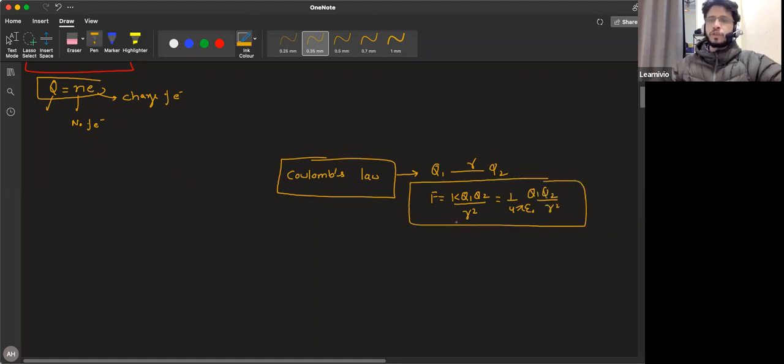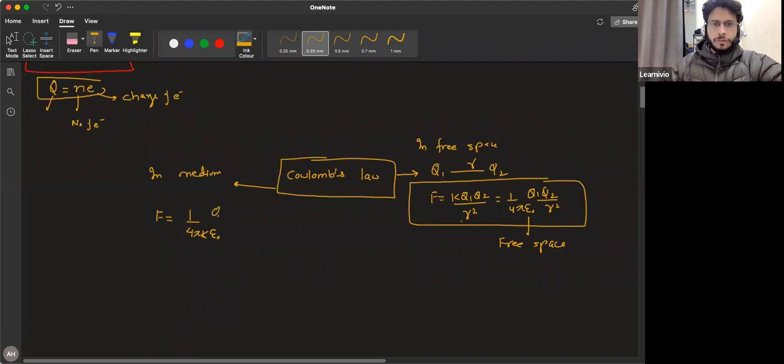So this is the expression of force between charges. This epsilon naught is the absolute permittivity of free space. You can use this expression only when your charges are in free space. But when you place your charges in a medium, the expression of force is 1 over 4 pi K epsilon naught, Q1 Q2 divided by R square.